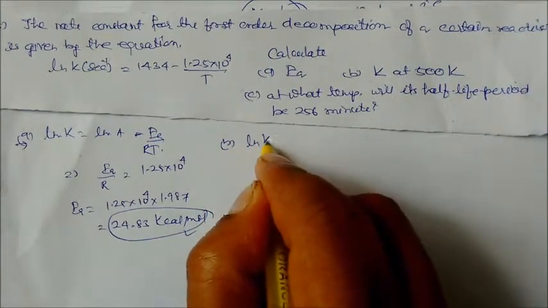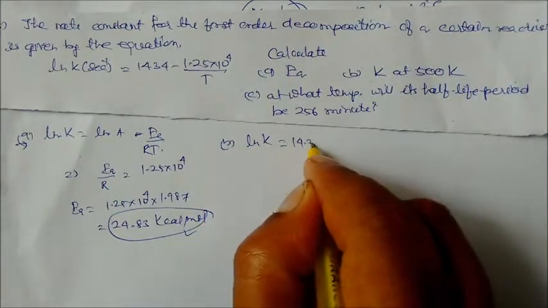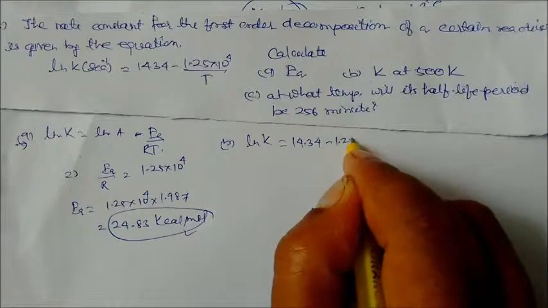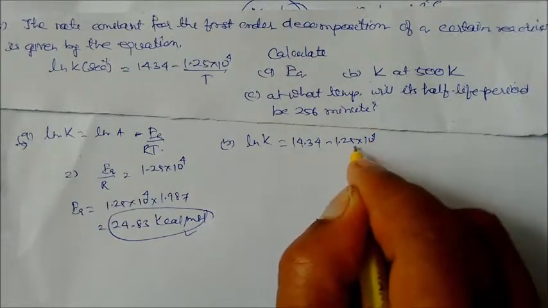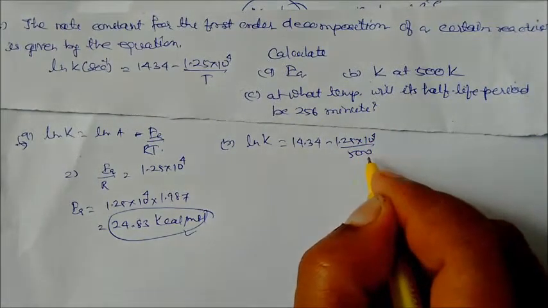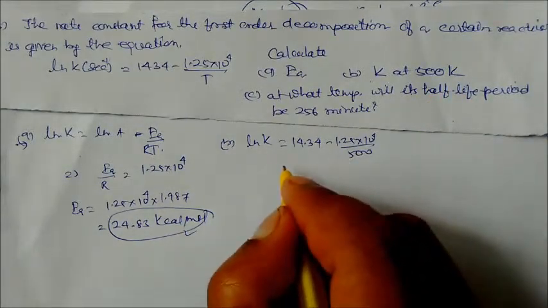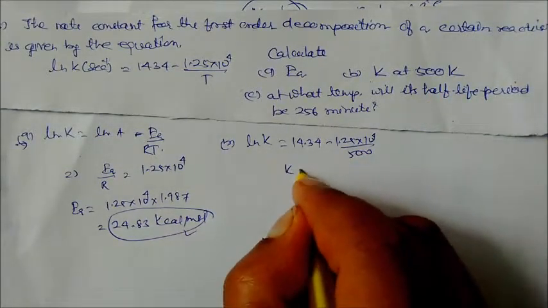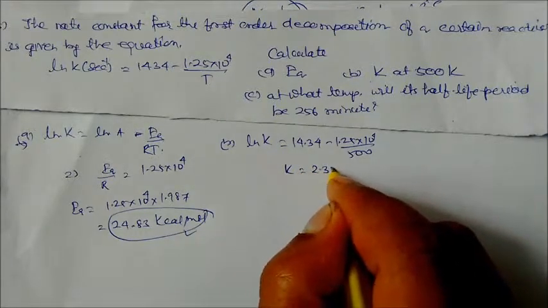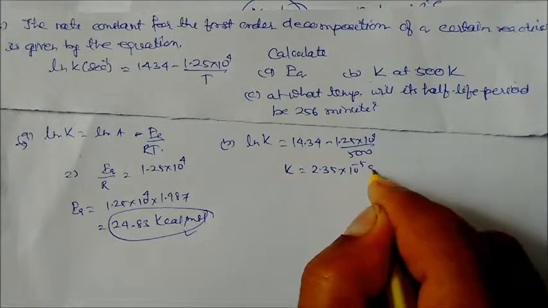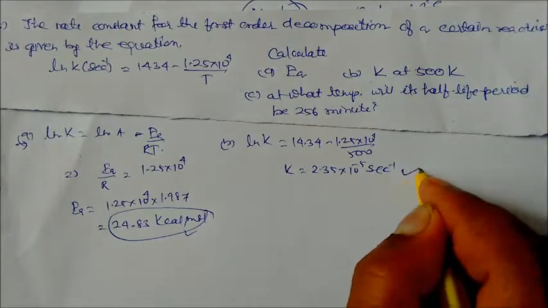So ln K is equal to 14.34 minus 1.25 into 10 to the power 4 divided by 500. Why 500? Because the temperature is given here as 500 Kelvin. So on solving, K will be 2.35 into 10 to the power minus 5 per second. So we got this answer.